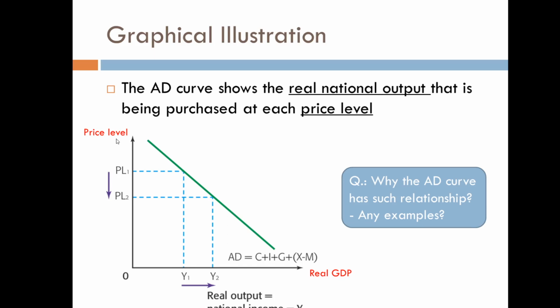Why? Let's say here, when the price level is decreasing, people demand more. They prefer more output. When the price level is decreasing, they prefer more output. So why? Any examples? Anyone? Come on.